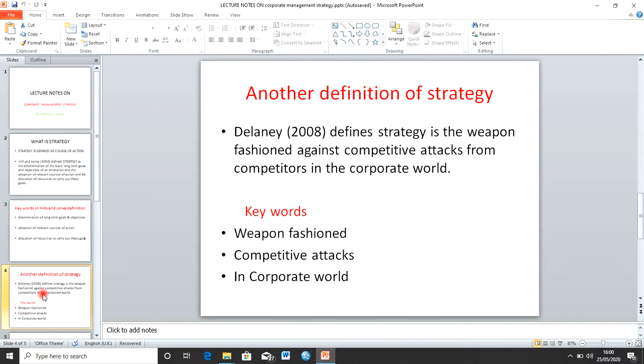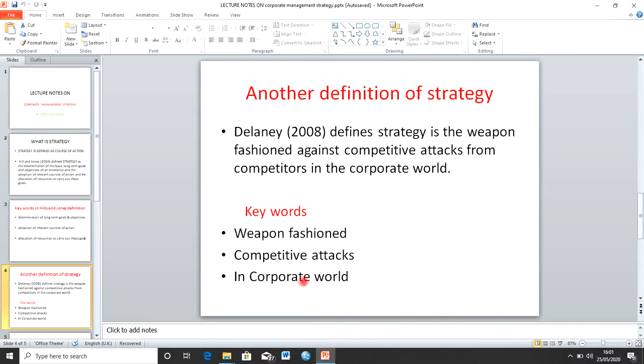Delaney 2008 defines strategy as the weapon fashioned against competitive attacks from competitors in the corporate world. Now, the key words in this definition are weapon fashioned, competitive attacks, and in what? In the corporate world. That is, weapon fashioned in the sense that all the strategy you are putting in place, you are putting in place as an organization to make sure that your competitors do not fight you out of the market, do not make you vanish out of the market. And of course, when you are doing that, you are doing that in a corporate world.